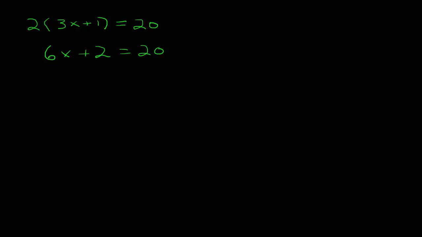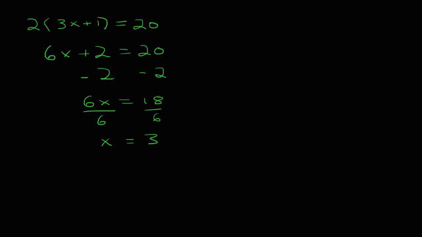And this is our old friend, the level 2 two-step equation. And we know what to do with that. We subtract 2 from both sides, and we get 6x equals 18. Divide both sides by 6, and we get x equals 3.